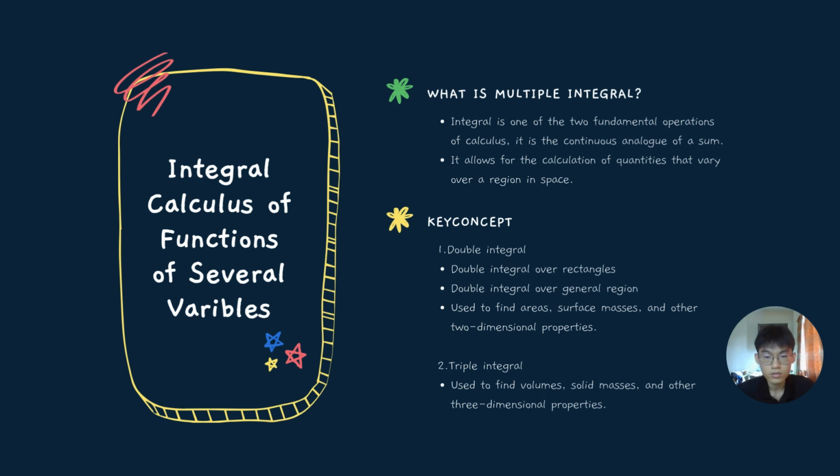And double integral has two parts. One is double integral over a rectangle, and one is over a region. The difference we'll discuss later. Normally, the double integral is used to find the area, surface mass, and any other two-dimensional property. The triple integral is normally used to find the volume, solid mass, and other three-dimensional properties.